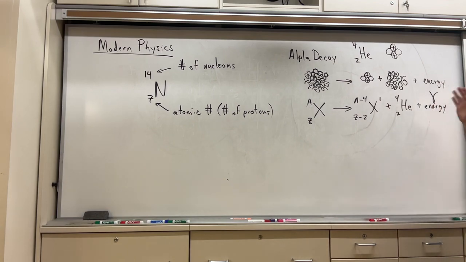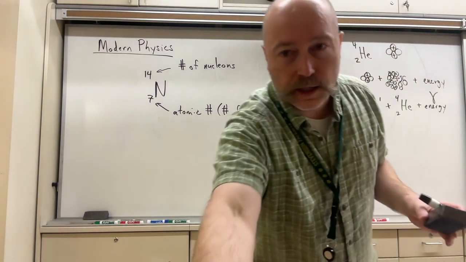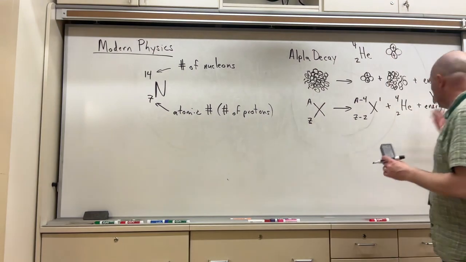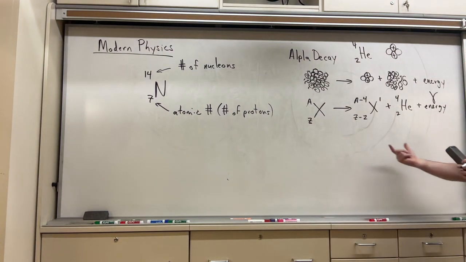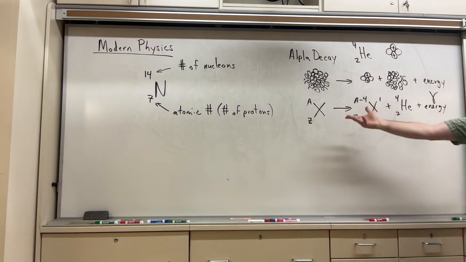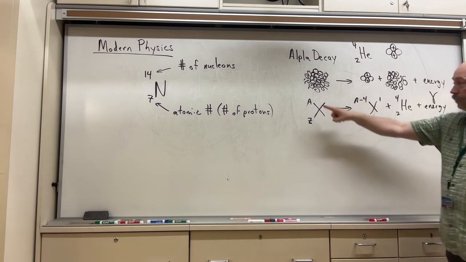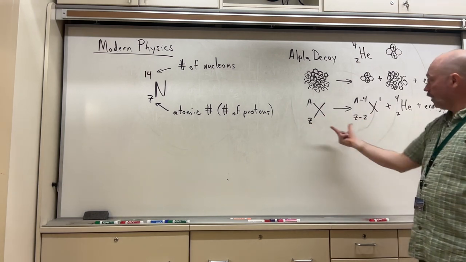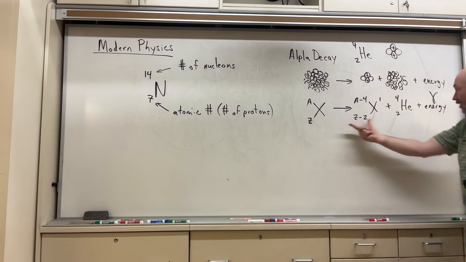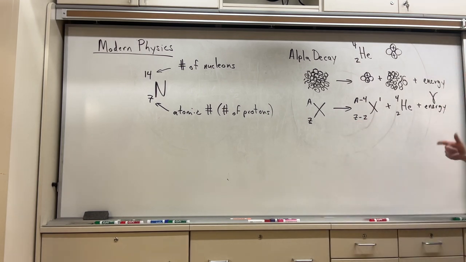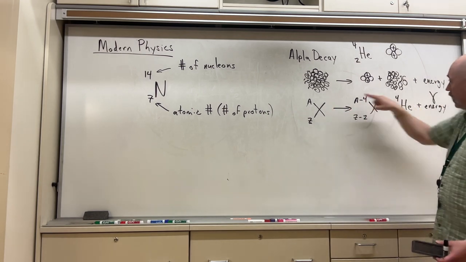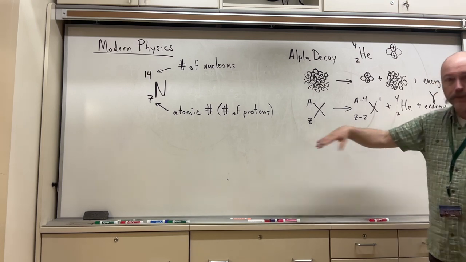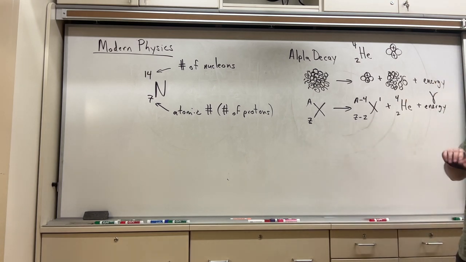So if you see it on the AP test, that's what they're talking about: you have some additional energy that's left over. But pretty simple. A lot of times they'll give you an element and say you have alpha decay, and they'll ask you to find this. Just think about the equation, and this plus this has to add up. Easy peasy, okay? The other type is beta decay.